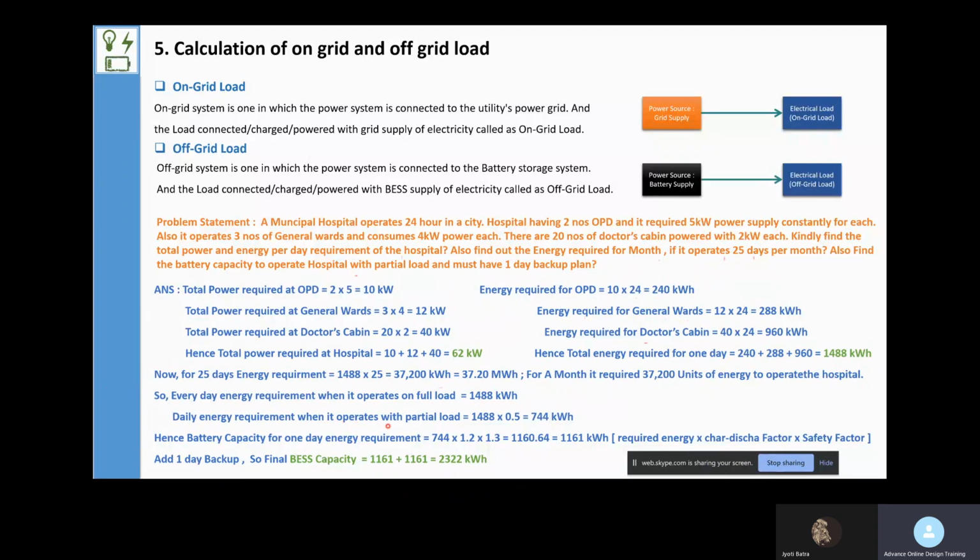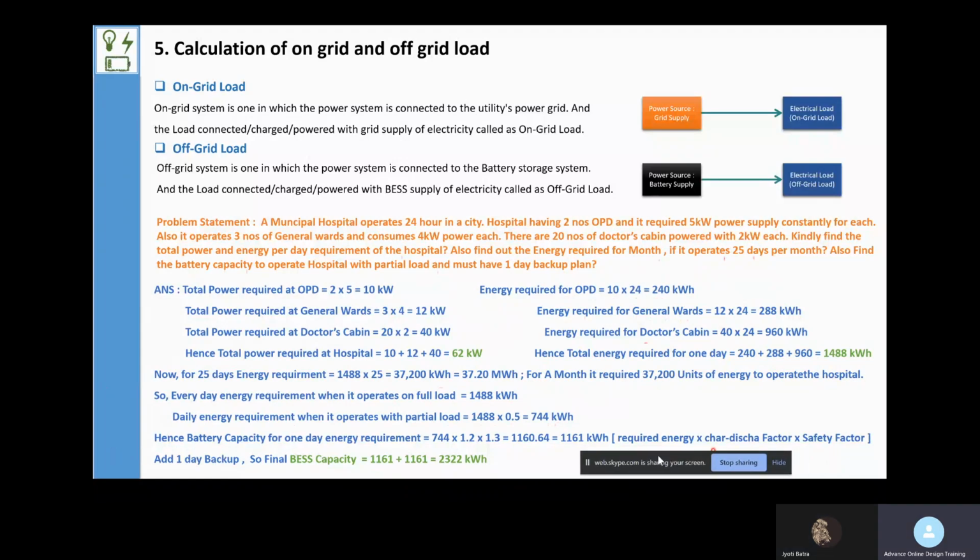So what is the daily energy requirement when it operates with the partial load? In the last question, they have mentioned partial load: find the battery capacity to operate the hospital with the partial load and must have one day backup plan. Partial load means half load, so ultimately my consumption will go to half, correct? Yes, because either you do half load or half time. So 1488 into 0.5 equals 744 units.